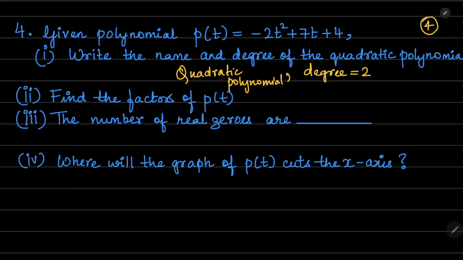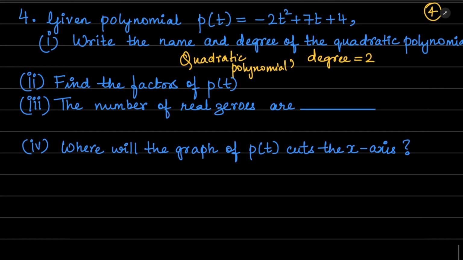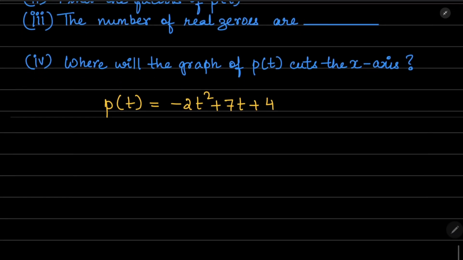Second one, find the factors of P of t. How do we do it? Let us write the given question first of all. You are given the polynomial minus 2t square plus 7t plus 4. How do you find the factors?